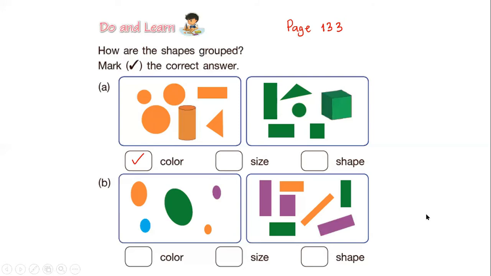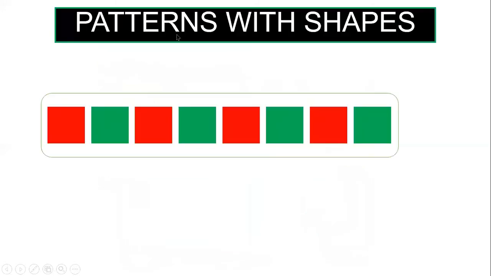Okay, now let us look at patterns with shapes. We can make patterns using our shapes. So look at this pattern. We are having quadrilaterals only, and these quadrilaterals are of the same size, but the colors are different.